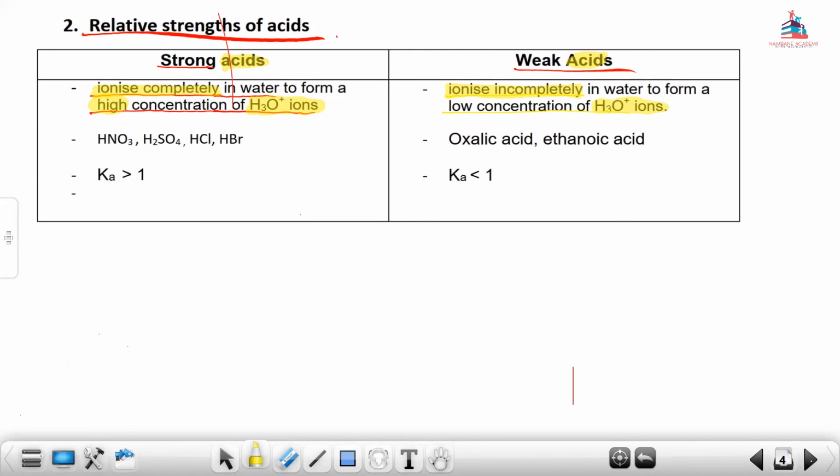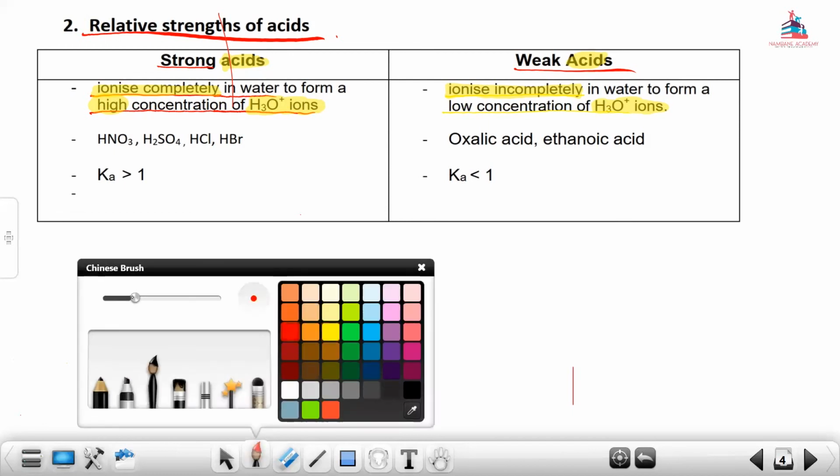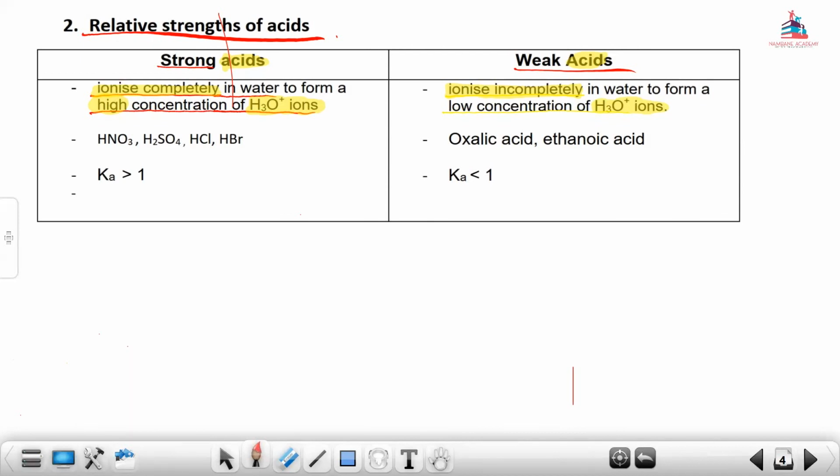So by nature, we have substances that we classify as strong acids. We have substances that we classify as weak acids. So I have given you a few that we normally use and work with. I've given you HNO3, H2SO4, HCl, and HBr. So all those, we say they are strong acids.